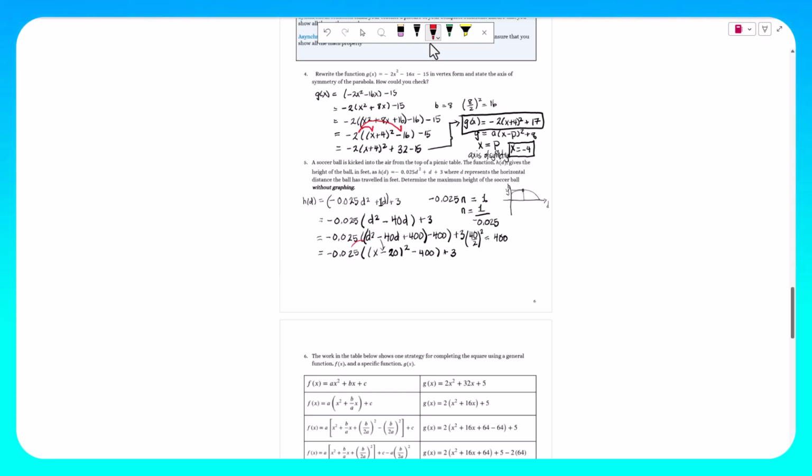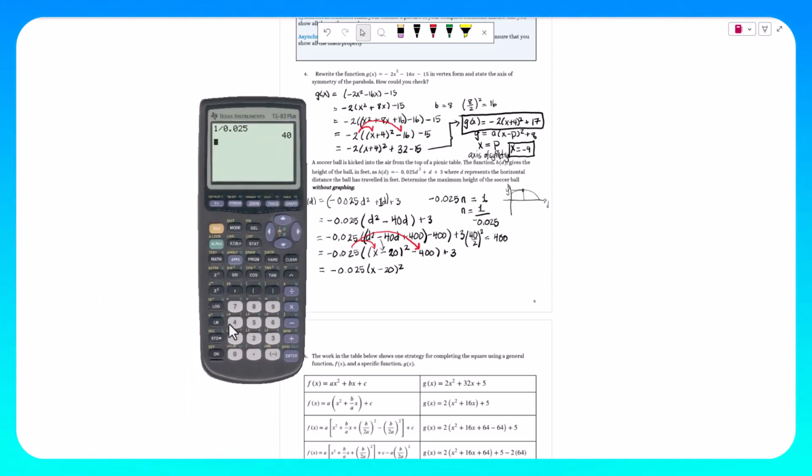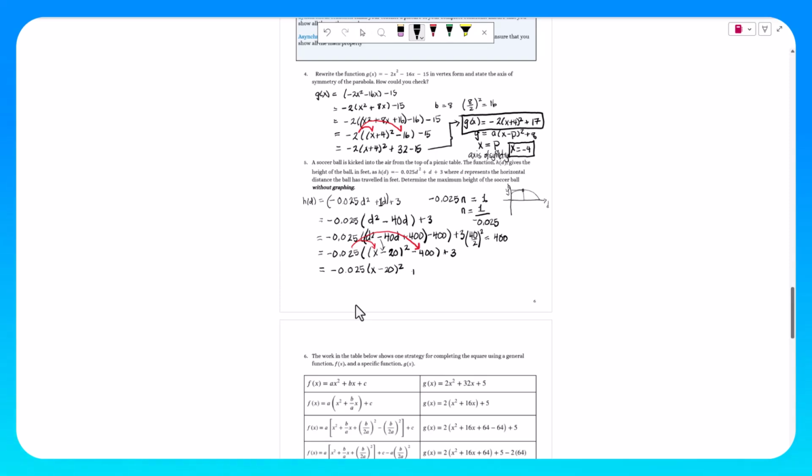Now we're going to take this thing and we're going to FOIL it through the first 2 terms there inside the brackets, and that's going to give us negative 0.025 times x minus 20 squared. And now we have to multiply that 0.025 times that 400. So 400 times 0.025 is going to give us 10. And because it's a negative times a negative, it's a positive 10. See, that wasn't so bad.